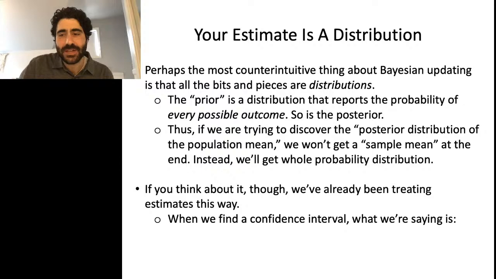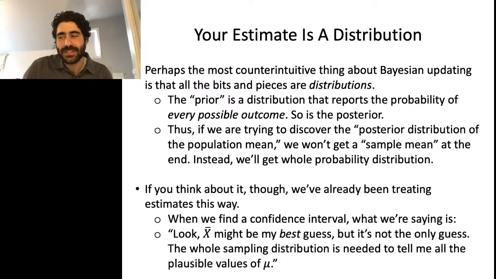Right, we've already been talking about confidence intervals like this, right? When we end up with a confidence interval, we're saying that this single X bar, for example, the mean in our sample, is my best guess, but it's not my only guess of what we think the population mean is. We need to really look at this whole confidence interval.